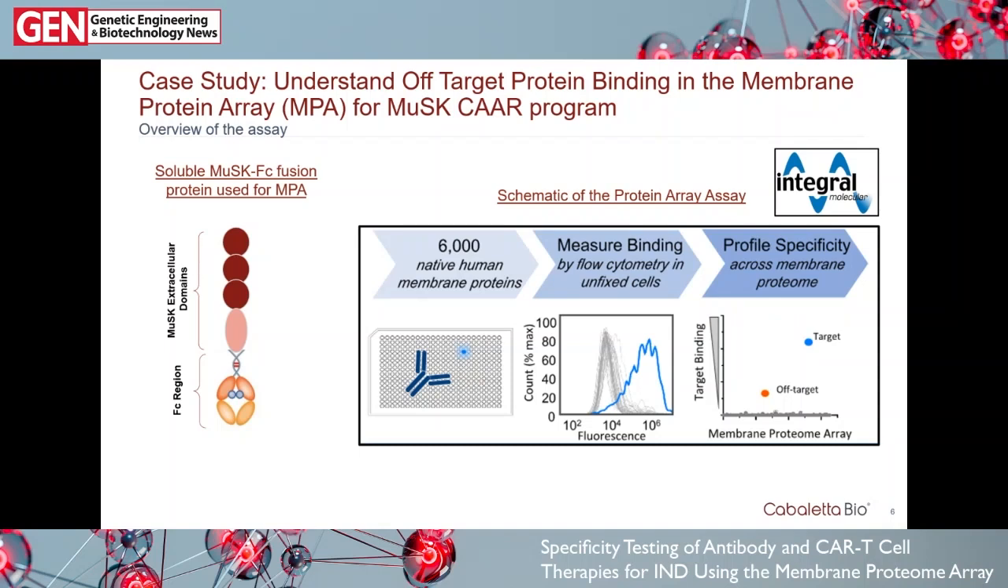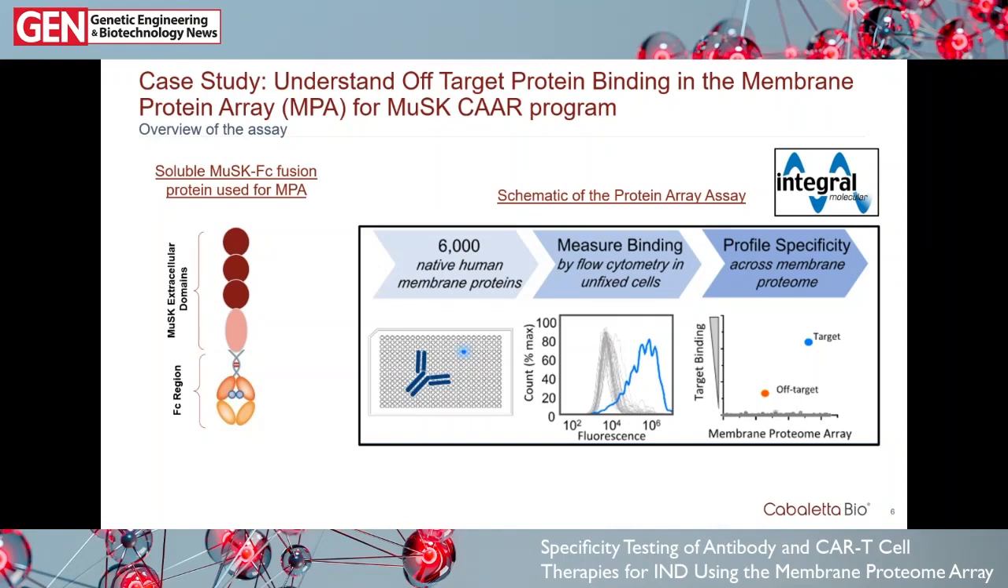Here, in order to utilize the MPA, we had to first generate an Fc-tagged MuSK protein. So in order to do that, we kept the extracellular domain of MuSK the same. So the targeting domain that we had put on the CAR is exactly the same in here. And instead of the signaling domain, we switched it and put an Fc tag region right here. What that did is allow for solubility of the protein and purification.